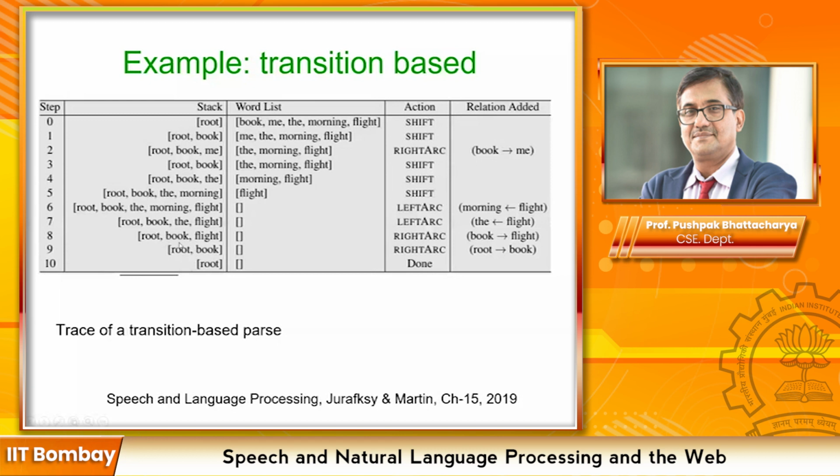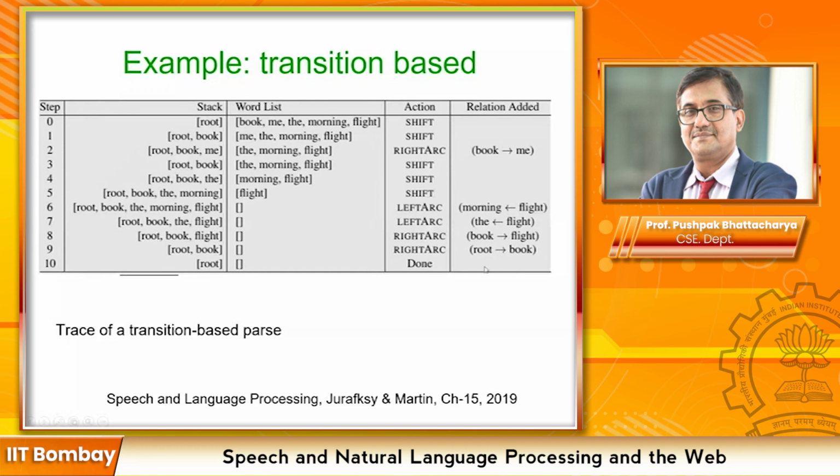Now what goes out of the stack? The head of the arrow goes out of the stack. So flight goes out, leaving root and book. And we know that the only arcing that is possible between root and book is right arcing, because book is dependent on root. So linked, book goes out of the stack and root now remains on the stack, which is also popped. So stack empty, input word list empty, algorithm succeeds, giving you the parse tree.